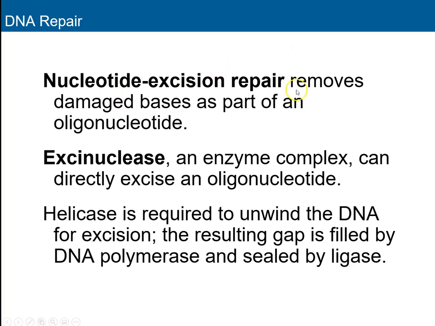And so nucleotide excision repair will remove damaged bases as part of a larger fragment, right? It says an oligonucleotide. It's not just going to remove one base, okay? And so this exonuclease is a complex that's going to directly excise that oligonucleotide. Excise meaning cut out, right? It says helicase is required to unwind the DNA, right? Remember, we talked about all these things with DNA replication. Again, you're still going to have whatever that resulting gap is. It's always going to be DNA polymerase and ligase that's going to come in, fill it in, and join it together.